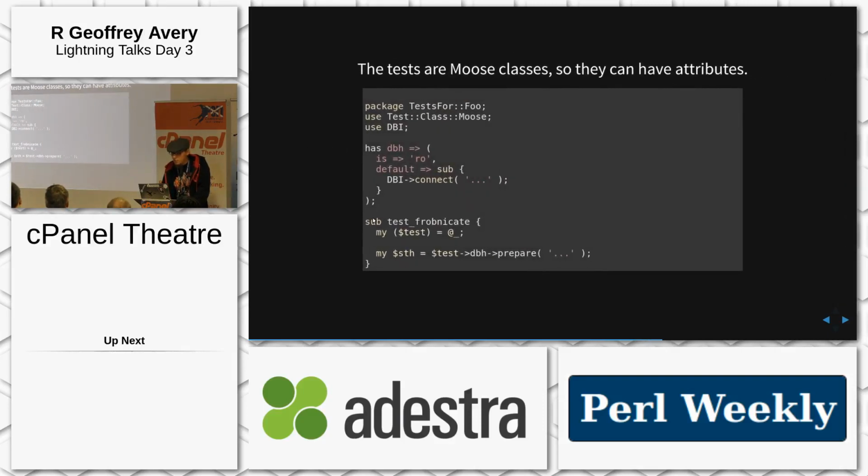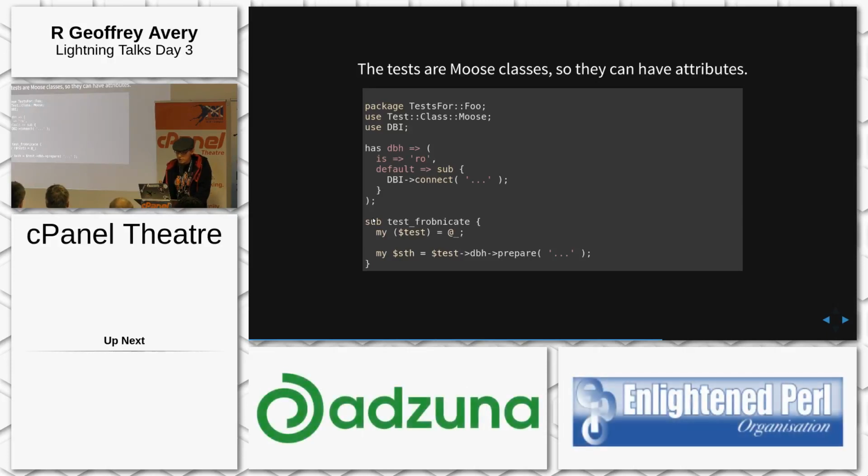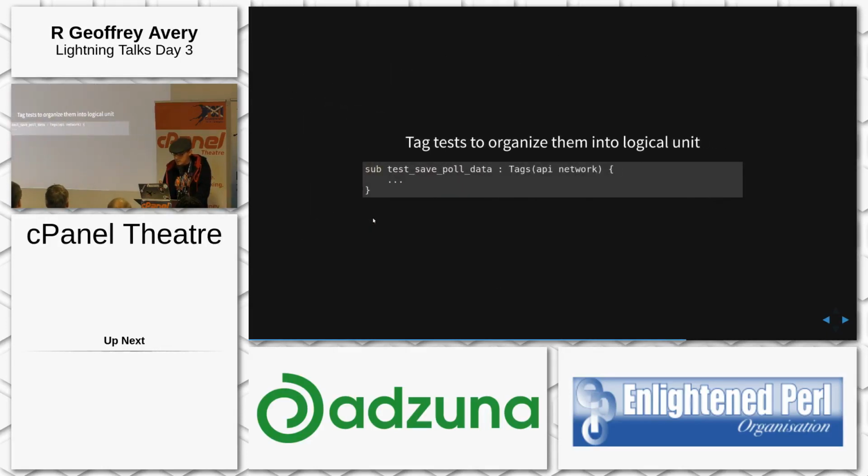So since this is Moose, actually you can add attributes to your test classes, right? So you can have a database handle, and you can make that a default, and then it only gets created once, and it can be reused in all your test methods, which is kind of useful because it saves time. And you can organize your tests into logical units.